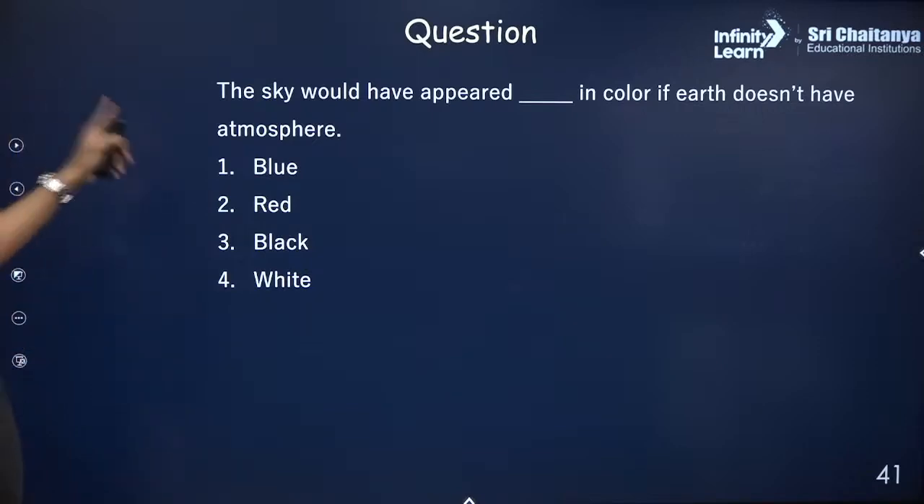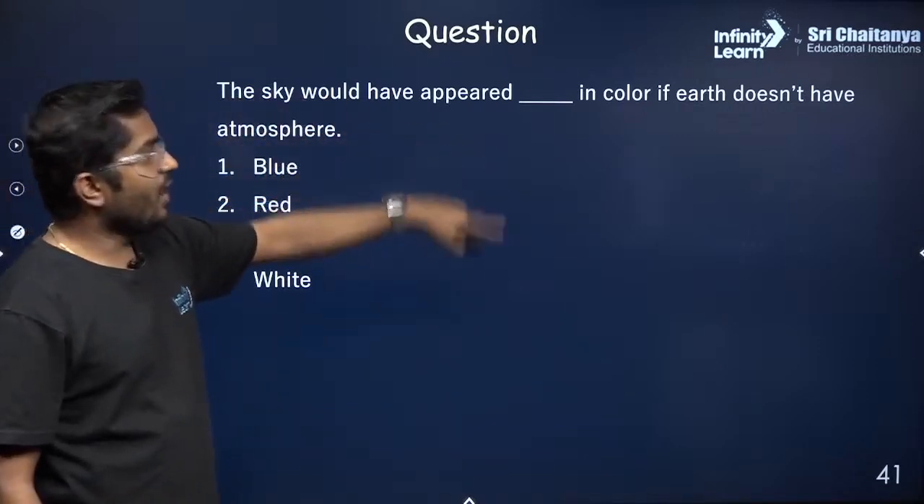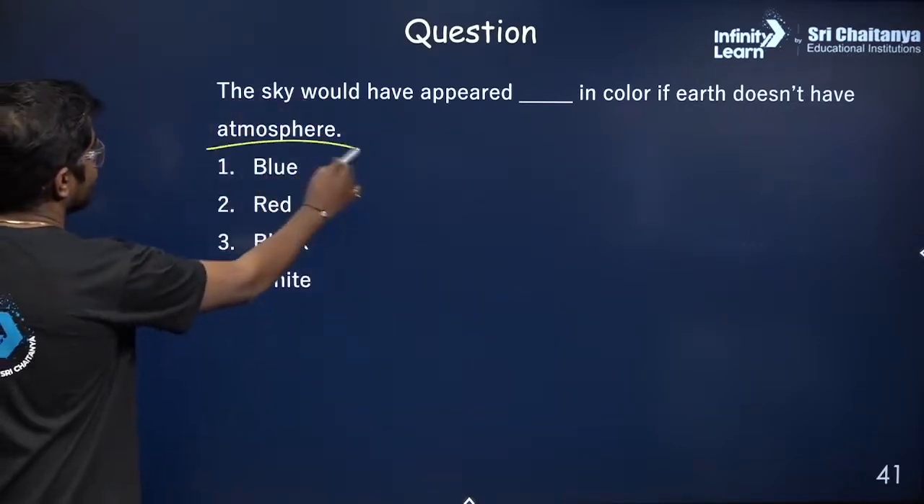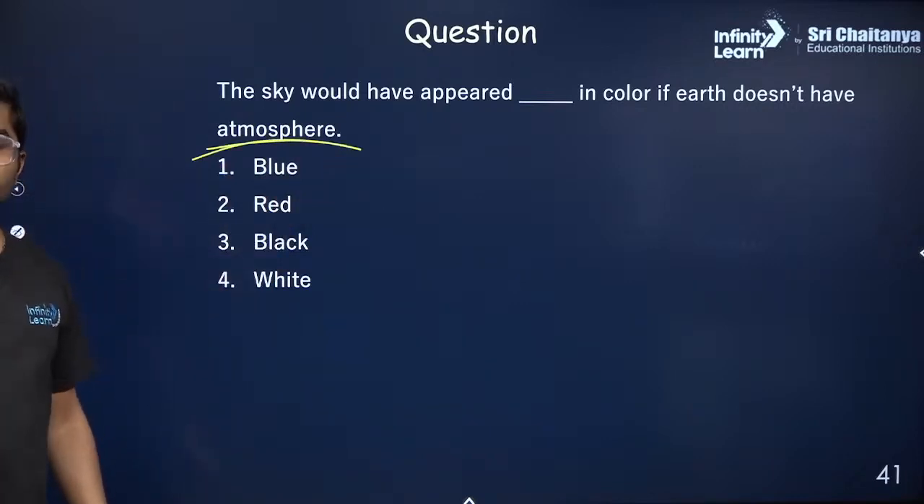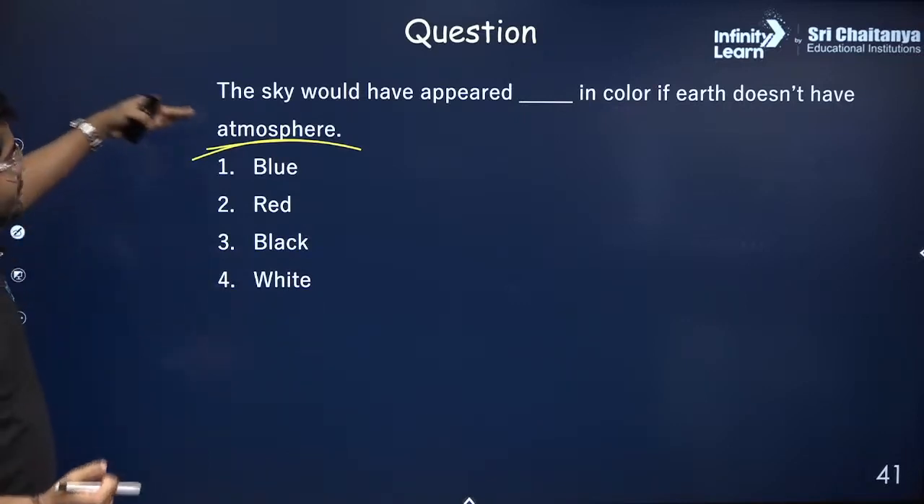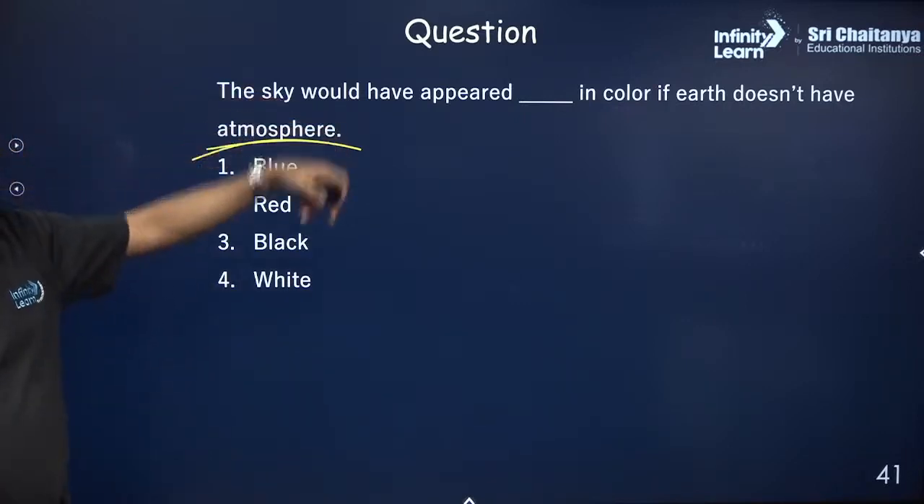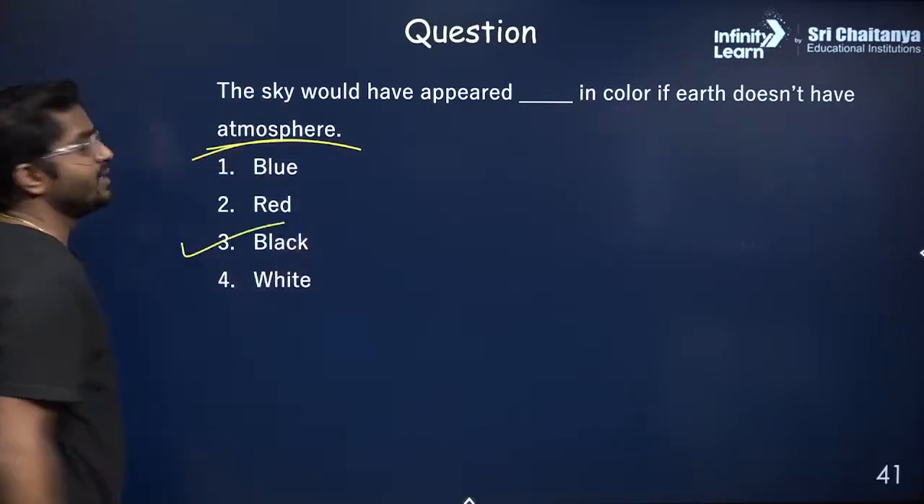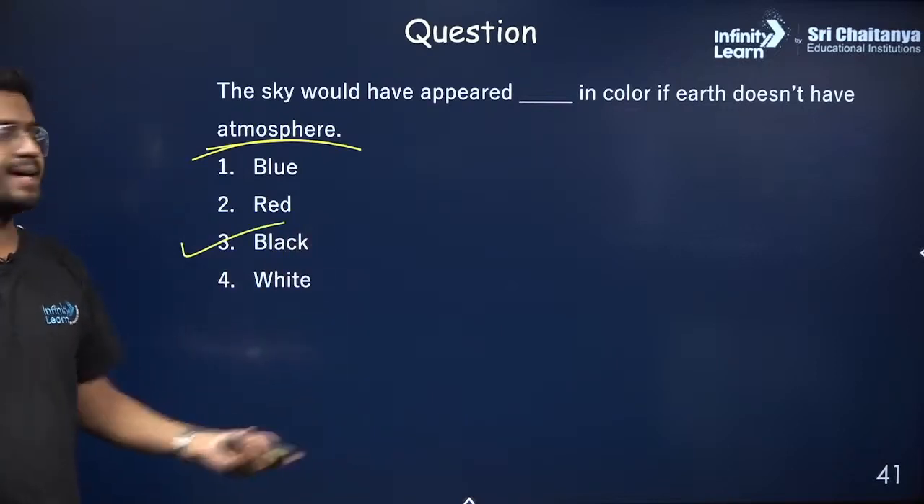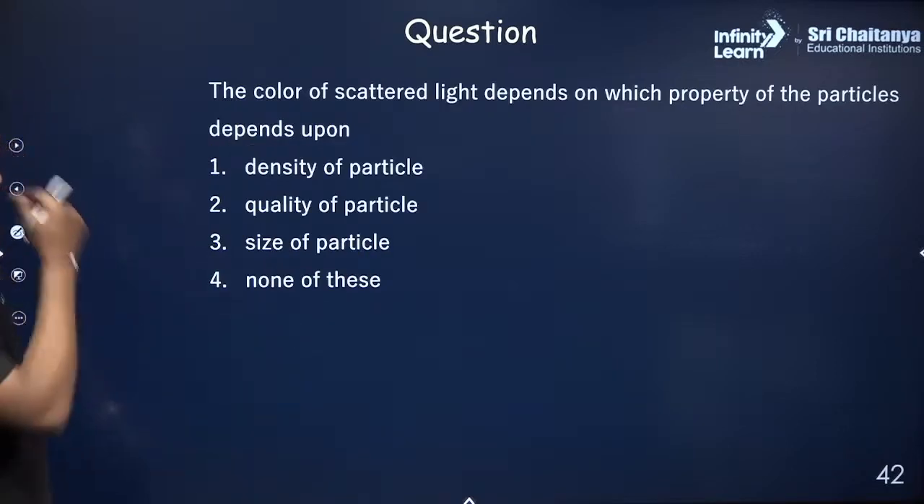Okay, sky would have appeared dash color if Earth doesn't have the atmosphere. So there is the same situation for the moon. Moon does not have an atmosphere. So if there is no atmosphere, sky would have appeared black colored. No atmosphere, black color. Next one.